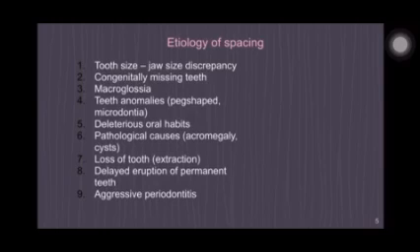Next is macroglossia. Macroglossia is a big tongue. You know that, a bigger tongue than normal. It contributes to spacing. It causes protrusion of the jaws. It compromises the stability of ortho treatment and causes an anterior position of the teeth. So, the teeth protrude because the tongue pushes them forward.